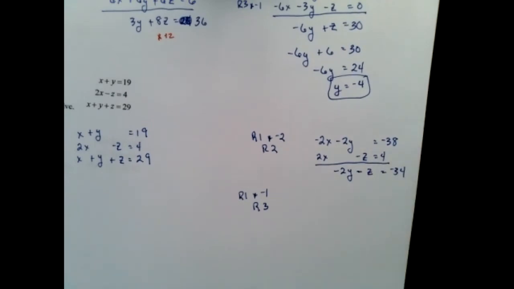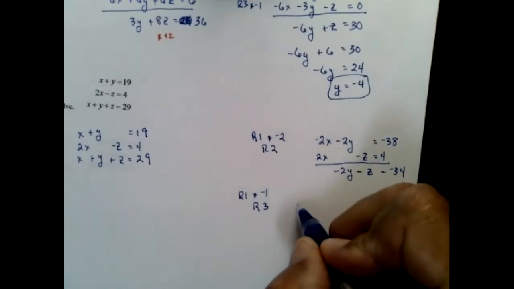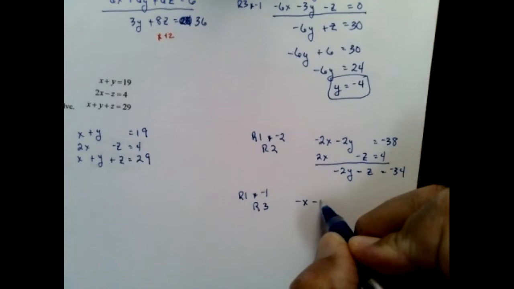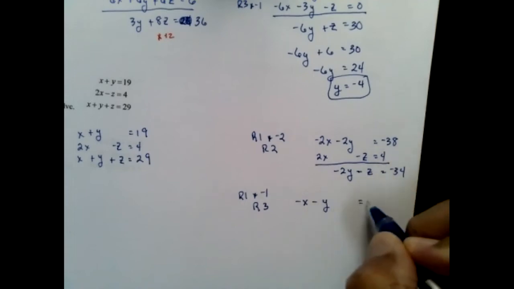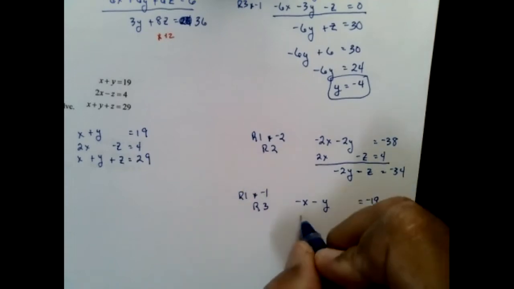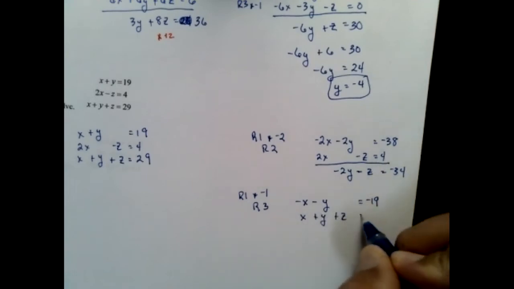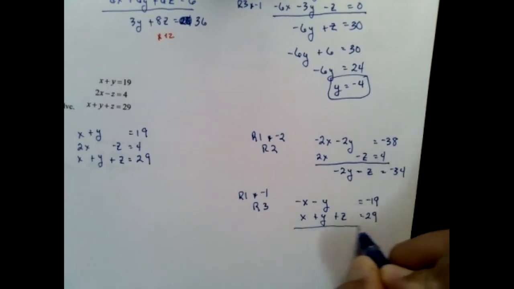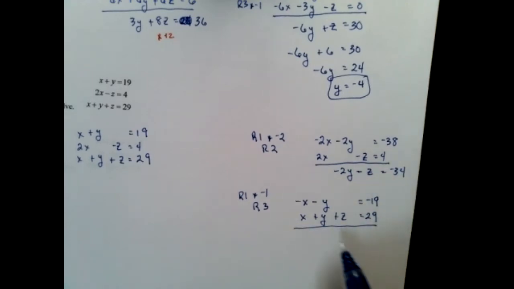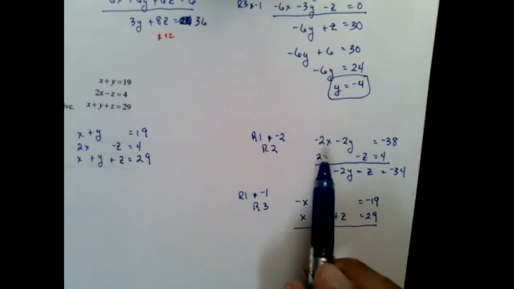Got rid of the x. I'm going to do row 1 times -1 this time. Negative x minus y equals negative 19. And row 3, x plus y plus z equals 29. And it looks like, oh, how sweet. Well, boy, I better double check everything.